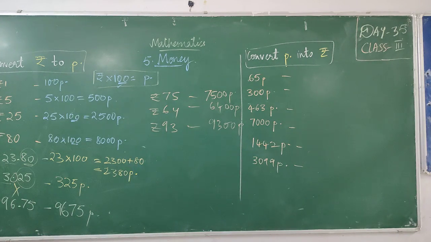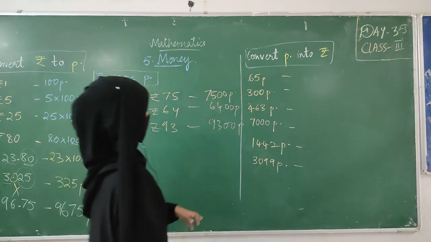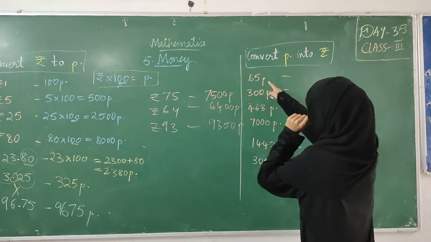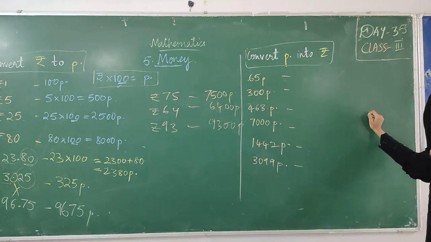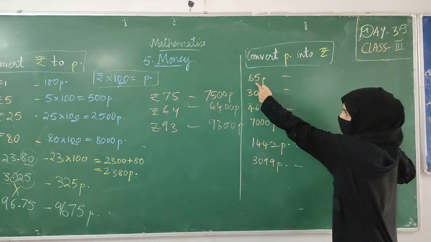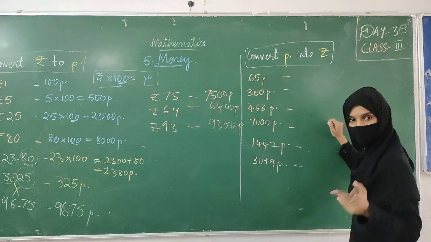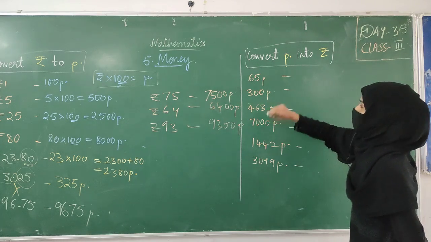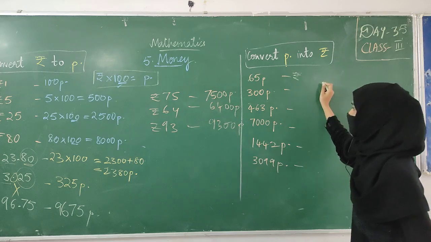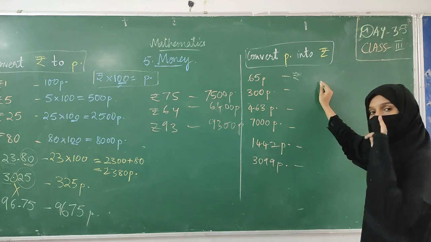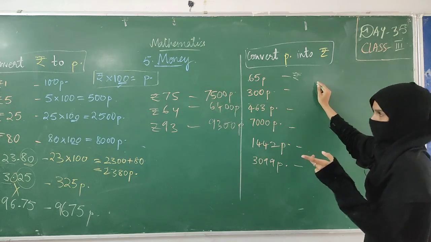Fine. Like here, this is 65 paisa. 100 paisa make 1 rupee, so this is less than 100. So the answer you will again get in paisa only. But still, for your understanding, you are converting into rupees. Fine. It tells us to put a dot after two numbers from the right side.